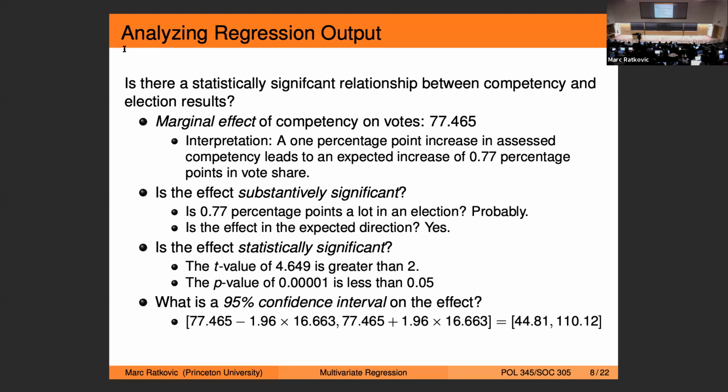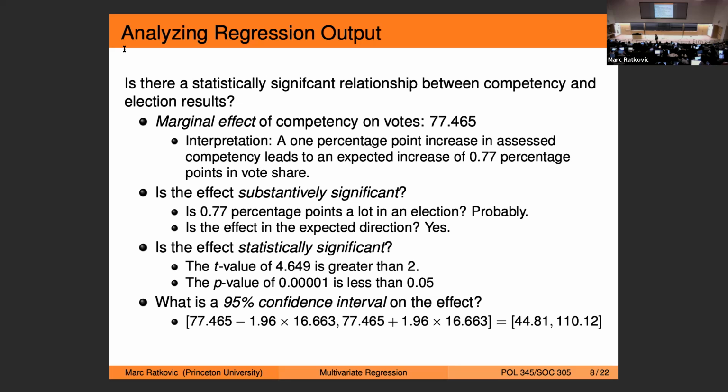So if someone says, is it statistically significant? You can say yes, at the 95% level, it's statistically significant because the p-value is less than 0.05. You can also report the t statistic is 4.64, and people will know that means it's statistically significant. What does that mean? In this case, when we talk about the p-value, what we're saying is that if we were to assume that the true marginal effect of competency in this model was 0, the probability of seeing an effect this large or larger is less than 0.00001.